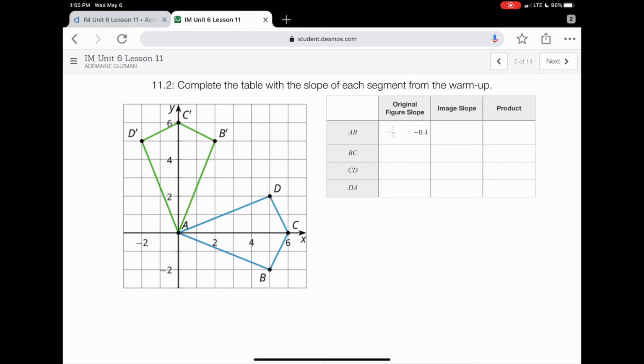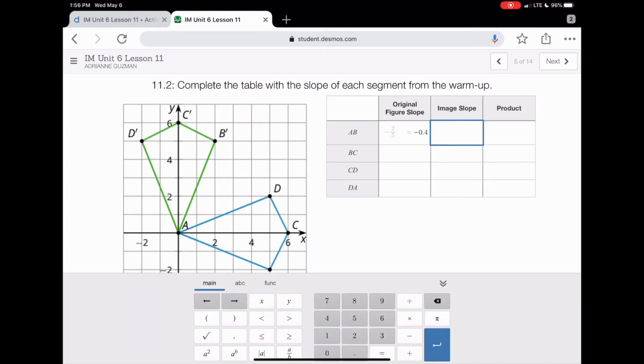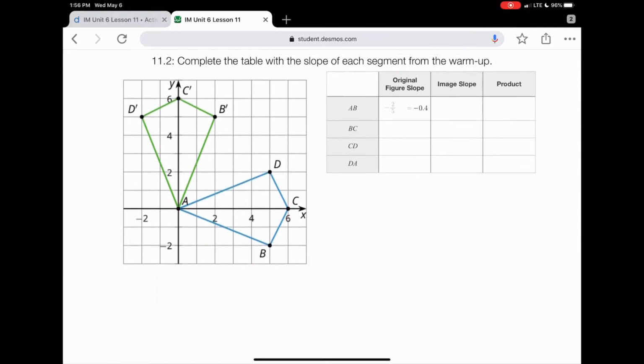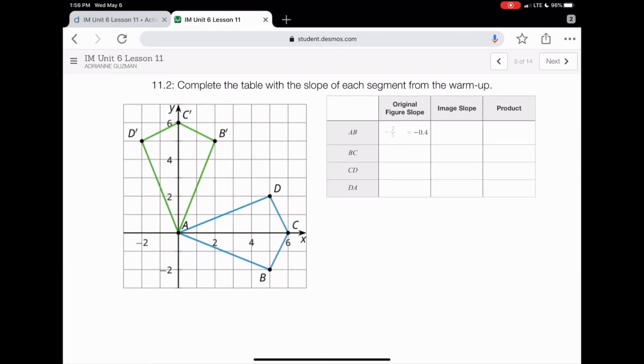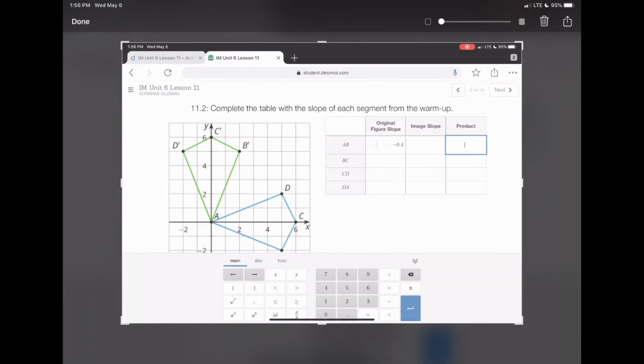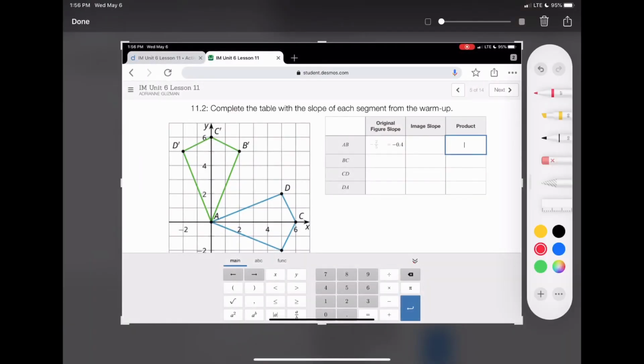Now, what is the image slope? Well, the green image is the image of the blue one. Remember that we did some kind of transformation. It's all the primes. So this here is going to be A prime, B prime. So I want to know the slope of A prime to B prime. Then it's asking you for the product. Well, let me just do this whole top one and you'll do the bottom on your own. So they want to know image slope.